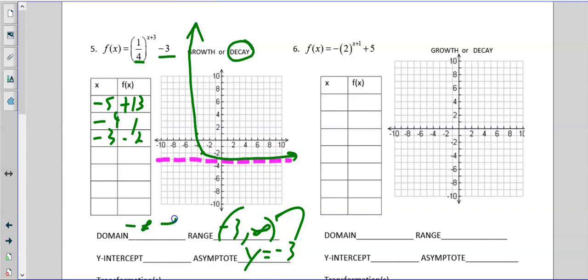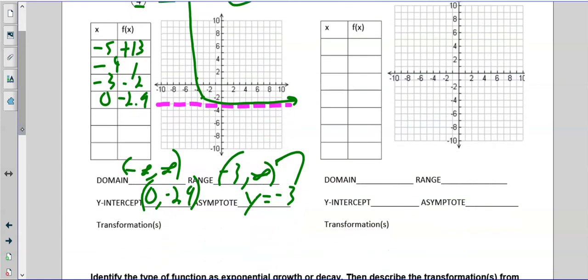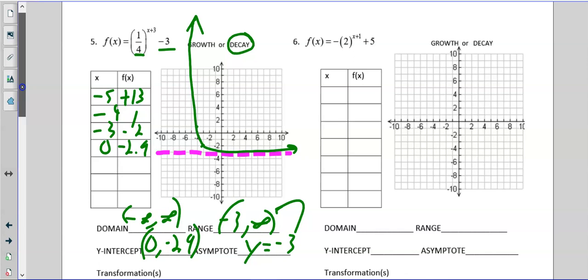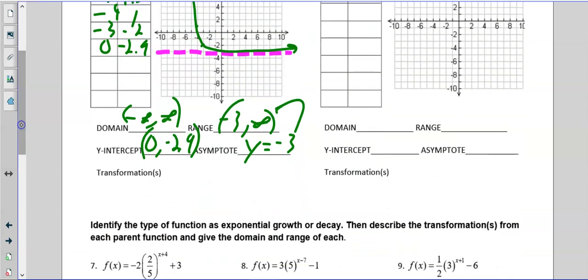So no difference here. Negative, positive, infinity doesn't change. My y-intercept, we'll put that on there. Again, this is one of those ones where it's 0, -2.98. We don't round it, so we're just going to put 2.9 like that. And then my transformations, x plus 3 means left 3. And the -3 means down 3.